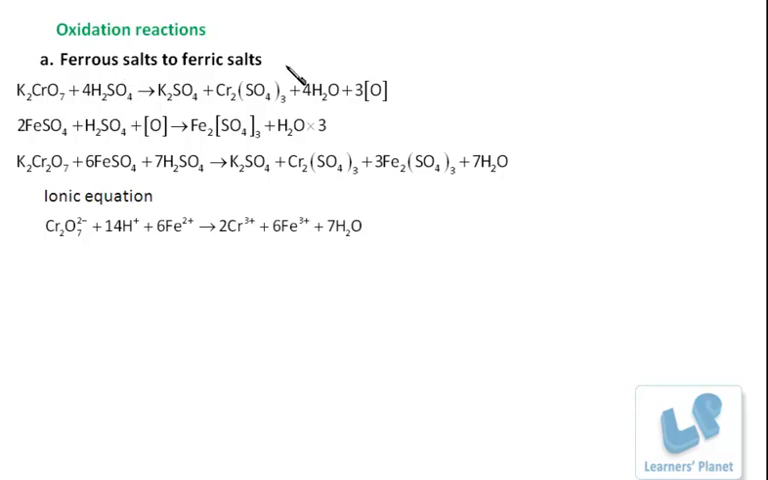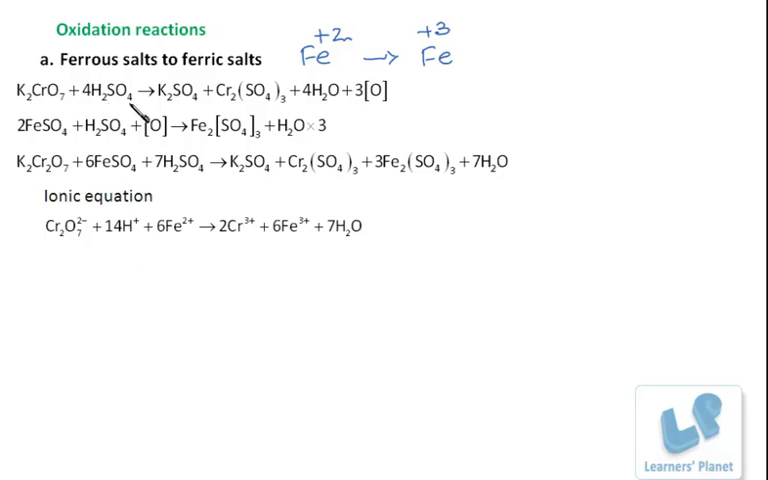Say ferrous salts to ferric. Obviously, in ferrous salts, the oxidation state of iron is plus 2. So it can change ferrous salts to ferric salts, that is plus 3. You have to just balance it. You must have studied the balancing of these redox reactions in your topic, redox reactions. So you should know how to balance the equation.